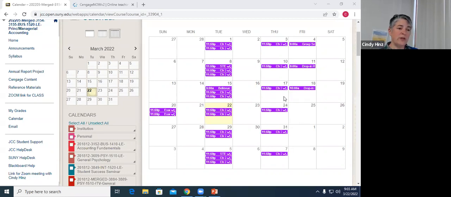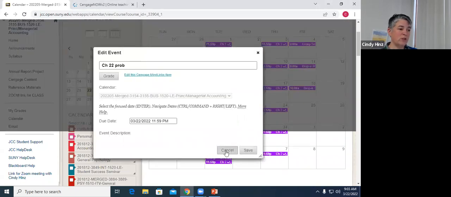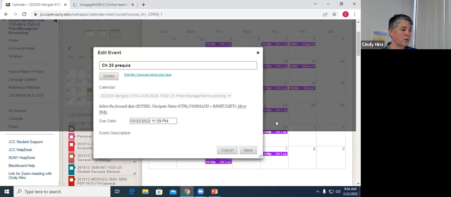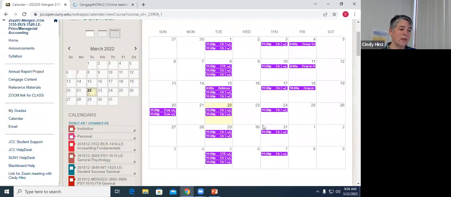We finished up chapter 22 on budgeting on Thursday of last week, so the chapter 22 problem should be submitted by the end of the day today for grading. If you have any questions on that, as always, just let me know. That is pretty straightforward. Because we're starting chapter 23 today on standard costing and variance analysis, you should be submitting for grading that chapter 23 pre-quiz by the end of the day as well. So chapter 23 this week.